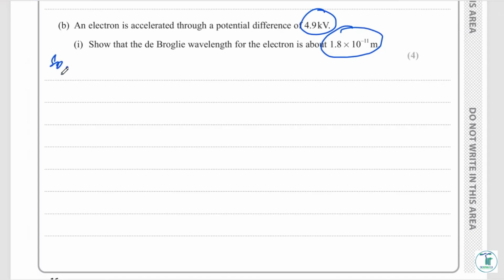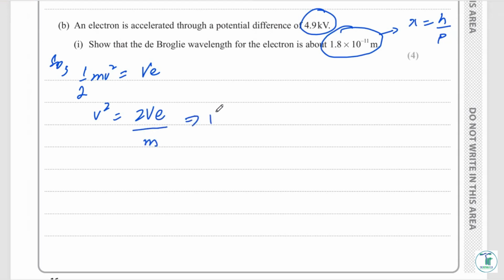I need to calculate the de Broglie wavelength, and lambda is equal to h upon p, Planck's constant divided by the momentum. I know the mass of the electron, but I do not know the velocity of the electron. So first of all, I need to calculate the velocity by keeping that the kinetic energy of the electron would be equal to the work done by the battery on an electron. So V comes out to be the square root of 2VE divided by m.